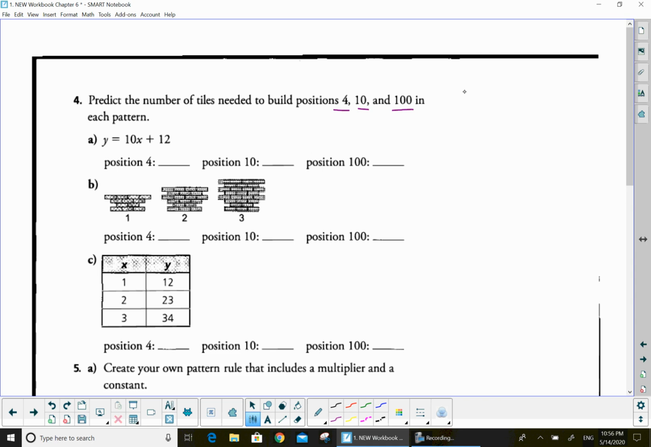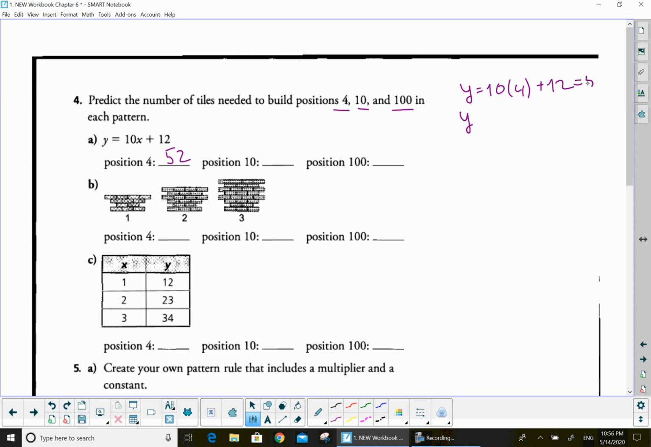So all I'm going to do is substitute. I'm going to take 10 times 4, which is my first position, and then plus 12. And you can multiply it. 10 times 4 is 40, plus 12 is going to be 52. If you have a calculator, just punch it in. So 52. And I'm going to do the same thing for the next position.